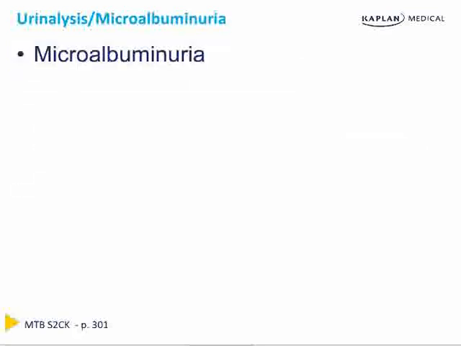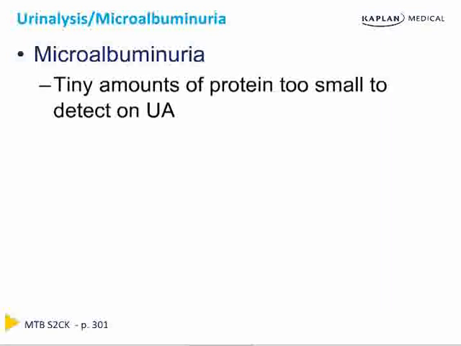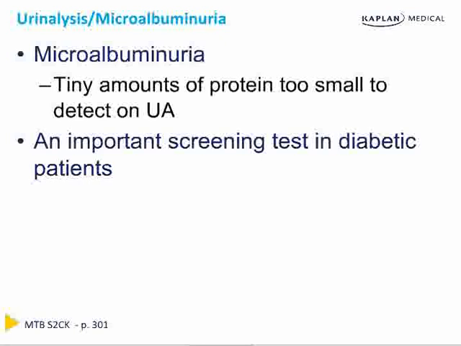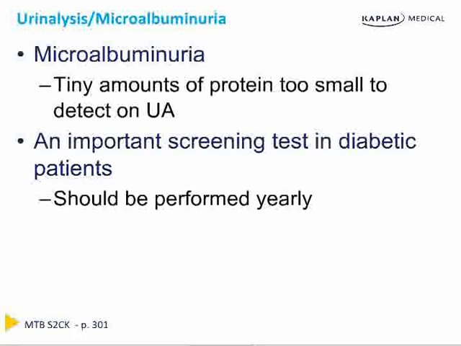And actually, there's a special word for protein in the urine that's too small to be detected on dipstick. We call it microalbuminuria, and we have to order a special test in order to detect it. Microalbuminuria is when the amount of protein lost in the urine is too small to be of any clinical significance. So you won't see the findings of frothy urine, edema, or hyperlipidemia. We typically order the test for microalbuminuria in our diabetic patients, and we perform the screening test yearly.